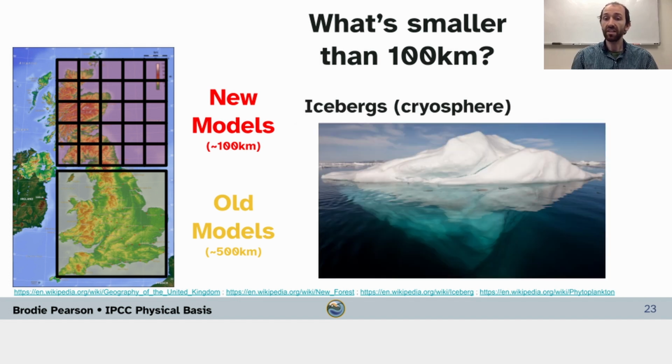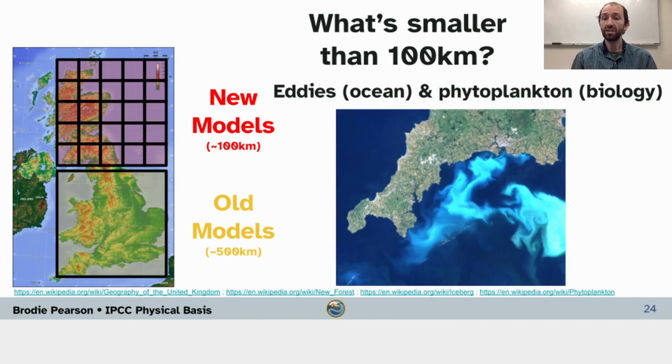In the cryosphere, things like icebergs and glaciers are also much smaller than the 100-kilometer grid size of these models. And in the ocean, eddies, which mix properties and affect the large-scale ocean dynamics, are unresolved. So this image is a photo from a satellite off the southwest coast of the UK. And what you can see is these eddies swirling around phytoplankton, which is a biological organism which photosynthesizes in the ocean, is an important part of the carbon cycle of Earth's climate.